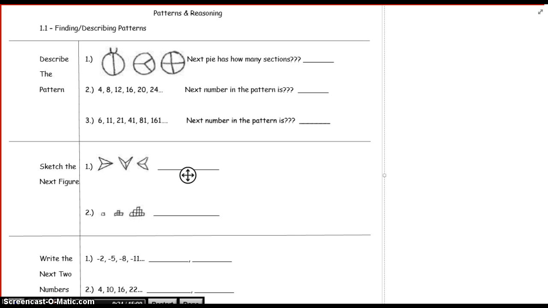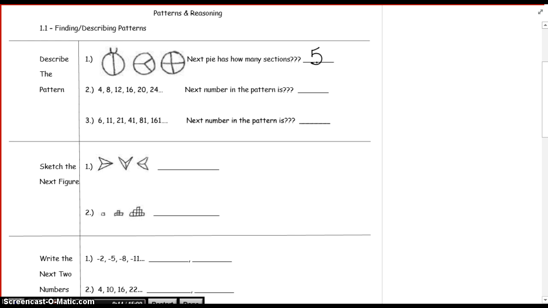So for question number 1 that we have right here, we've got a circle that has two halves, then moves to 3 parts, and then to 4 parts. Pretty easy to assume that the next pie that we're going to see is going to have then 5 sections. Again, we're just trying to make a prediction of what the next one's possibly going to be.